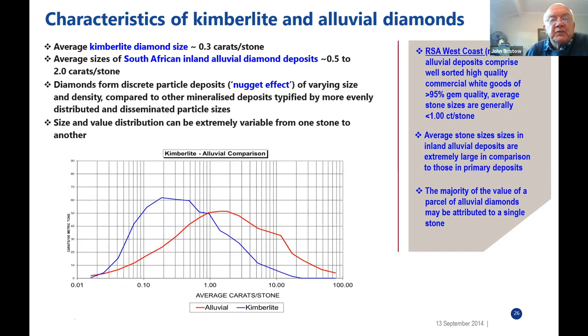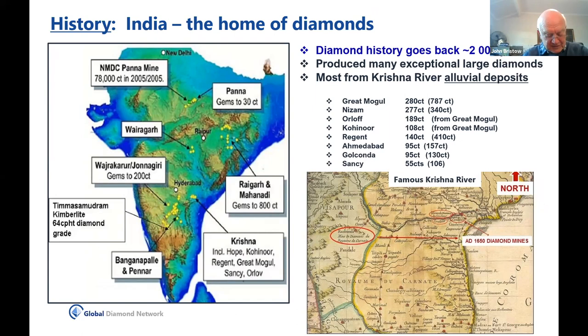Okay, let's go quickly look at some history of the diamond business. This whole business started in India, and it's about 2,000 years old. That's how far back we were seeing diamond production out of India, mostly from the famous Krishna River, very similar to what we see on the Orange River in South Africa. Lots of big diamonds, lots of exceptional diamonds. And most of these diamonds on the list here are famous and all have an amazing history.